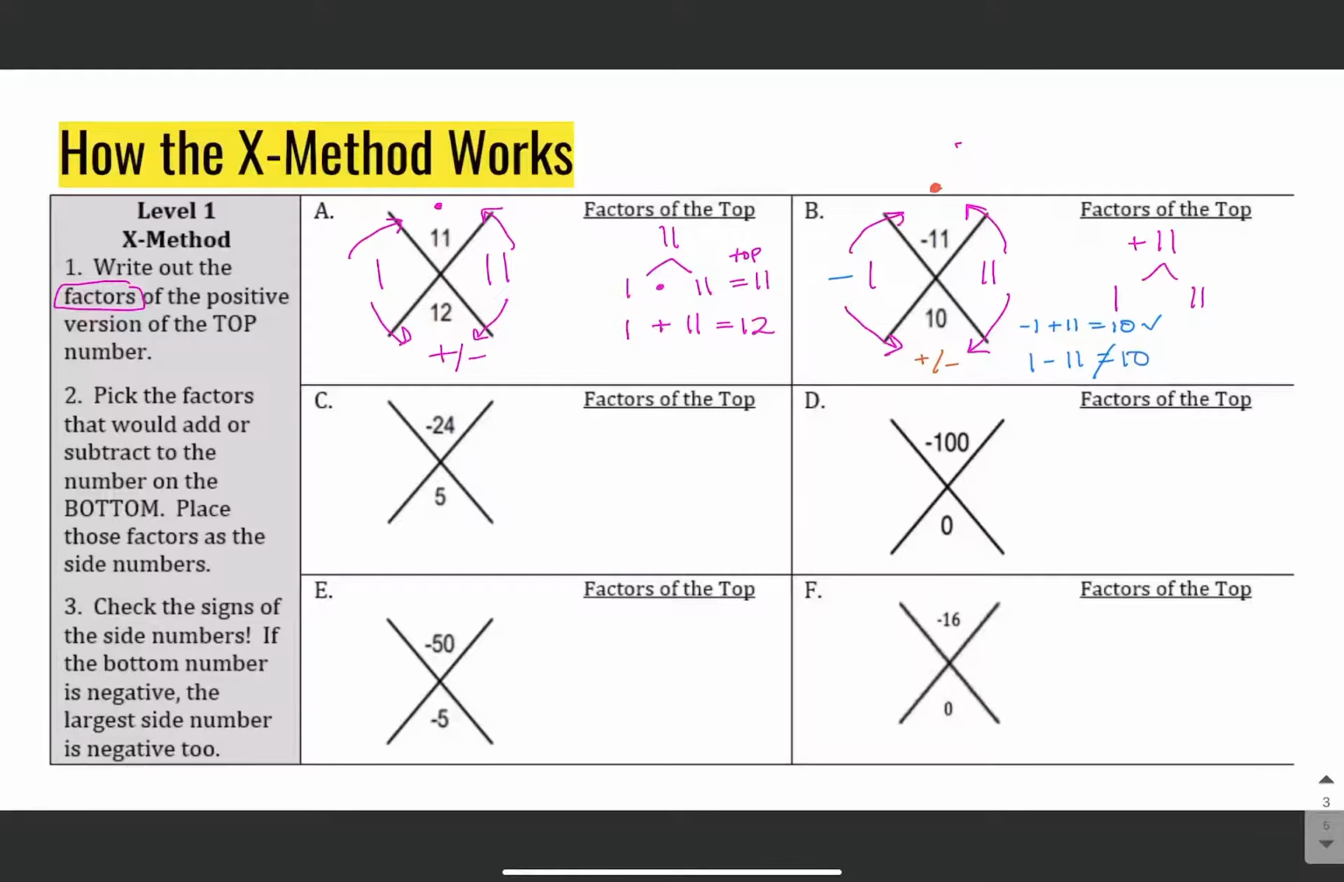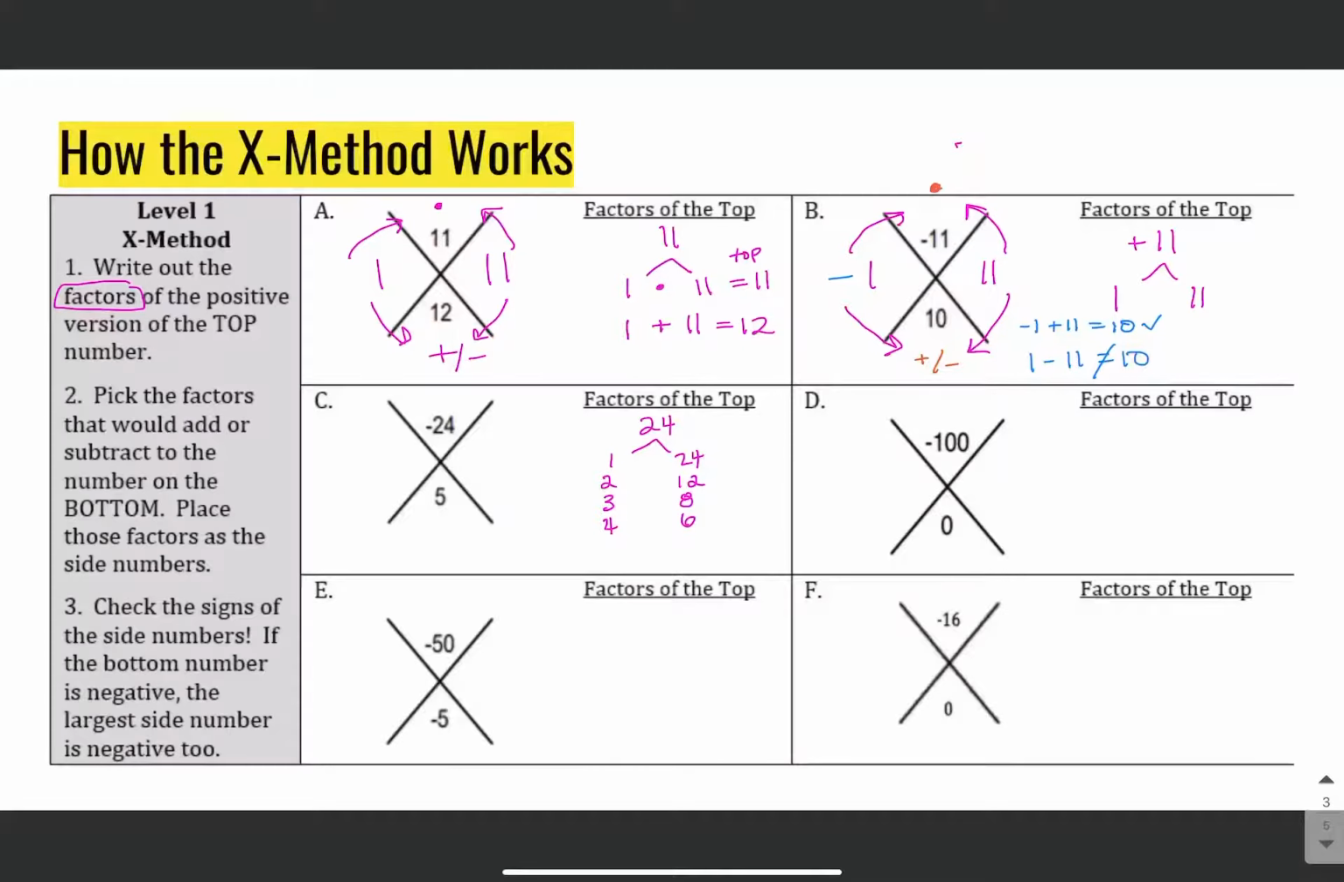Again, I need factors of 24, and I'm going to do the positive version here. So I've got 24. Now, 24 has a lot more factors. Let's start with 1 and 24. 2 and 12. 3 and 8, 4 times 6. I can't do 5, and if I do 6, I end up with a repeat. That's how I know I have all my factors.